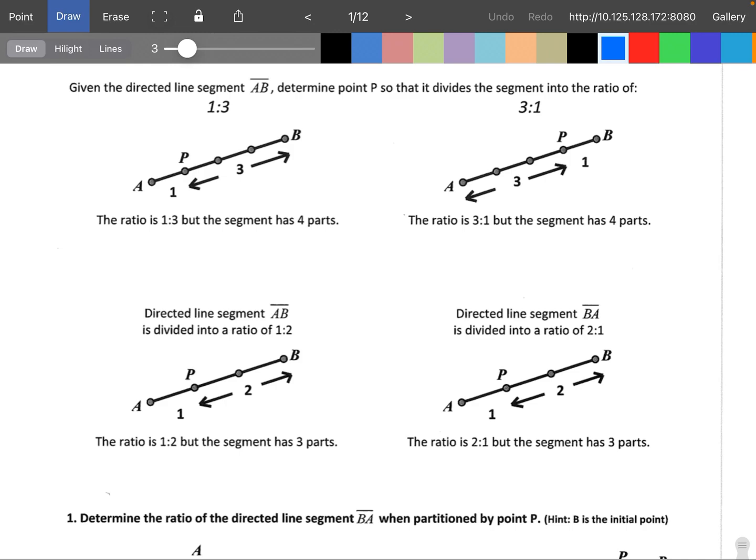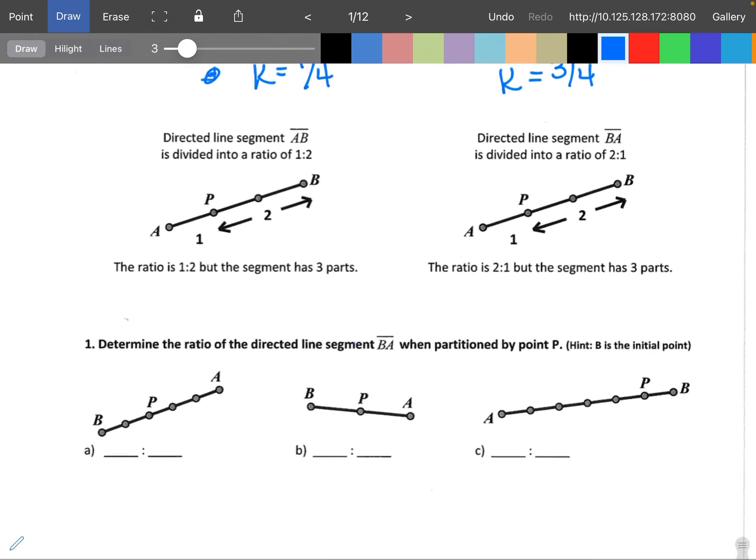of 4 parts. If we were to find the scale factor from here, we would say the scale factor would be 1 part out of a total of 4 parts. So looking at the next one, the ratio is 3 to 1, so 3 parts to 1 part. The scale factor would be 3 out of 4. I think you're getting the idea.